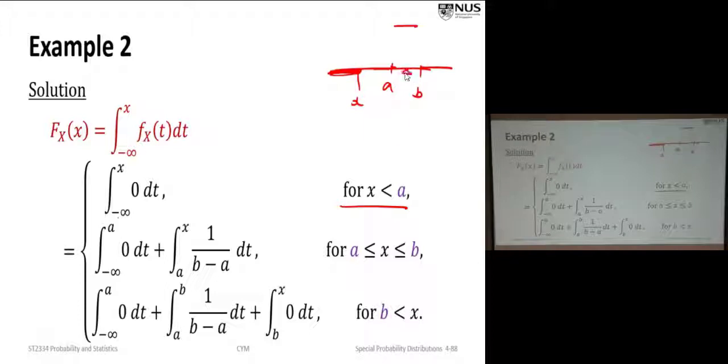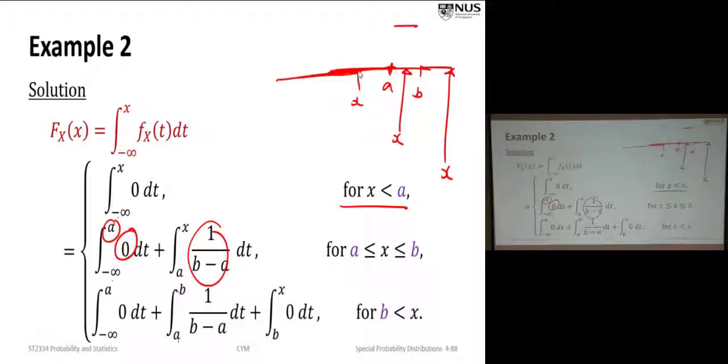But when x is here, I have to separate the integration from minus infinity to x into 2 parts. From minus infinity up to a, then stop here because the PDF is 0. Then from a to x, it is 1 over b minus a, when x is between a and b. But if x is here, then I have to break the integration down into 3 integrations: from minus infinity to a, from a to b, and then from b to x.